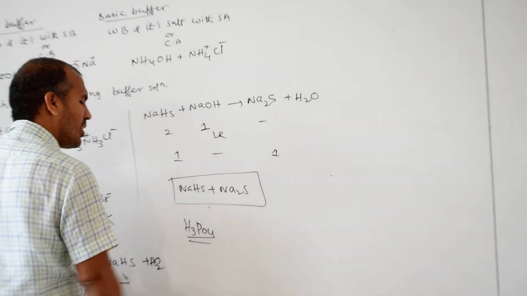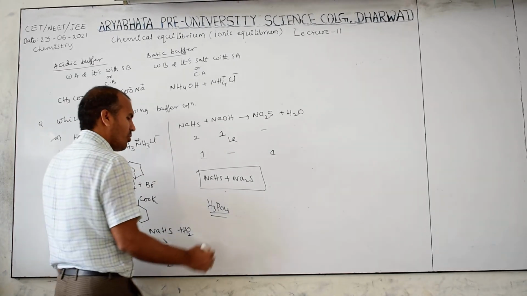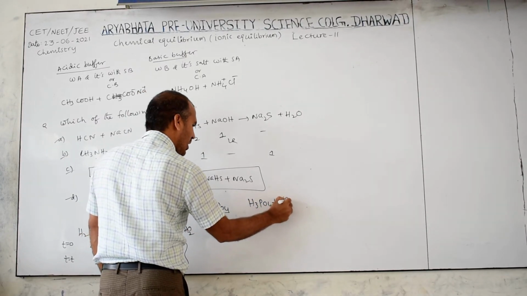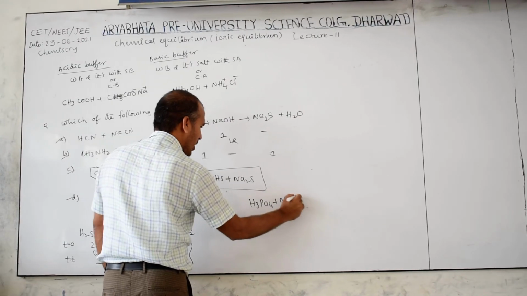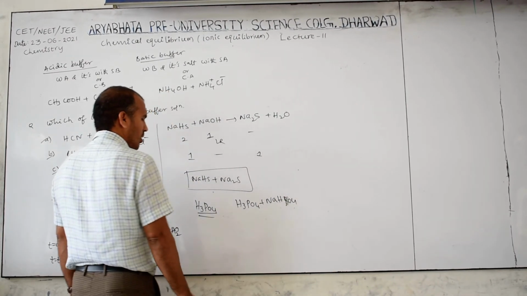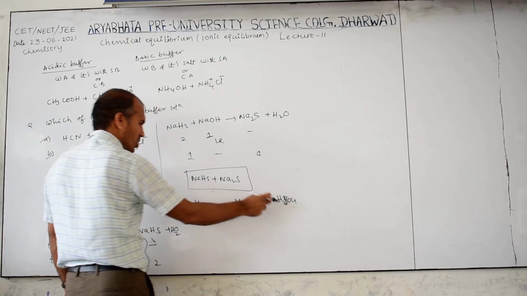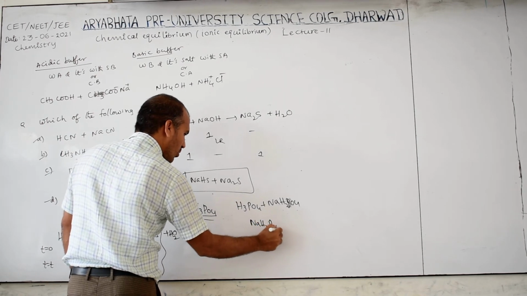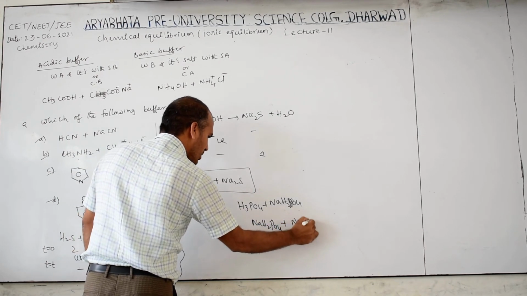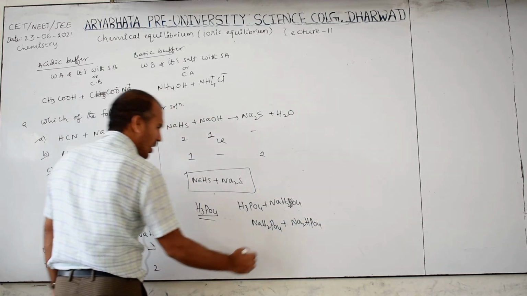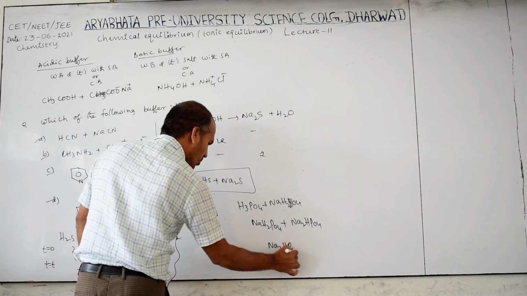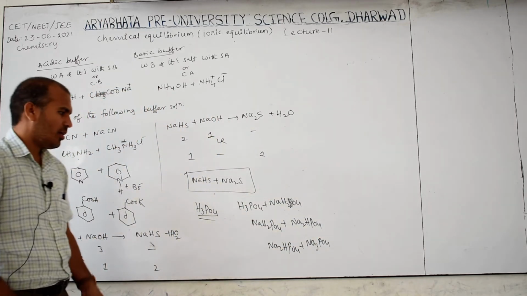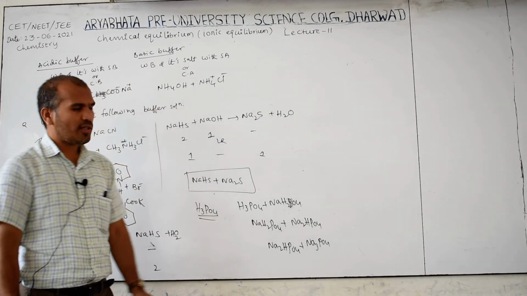Similarly, H3PO4 can form 3 acidic buffers. How? One is the acid H3PO4 plus the salt NaH2PO4. Similarly, NaH2PO4 plus Na2HPO4. Another one is Na2HPO4 plus Na3PO4. All these are buffer solutions, because the acidic species and its salt are both present.